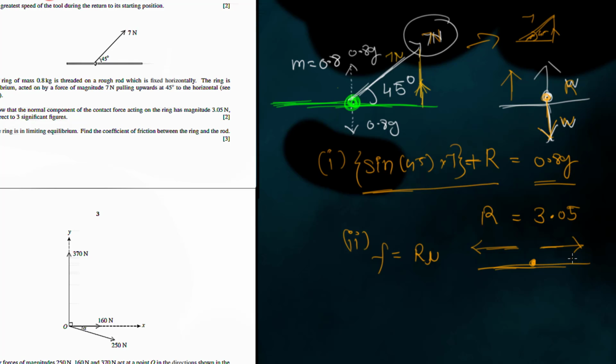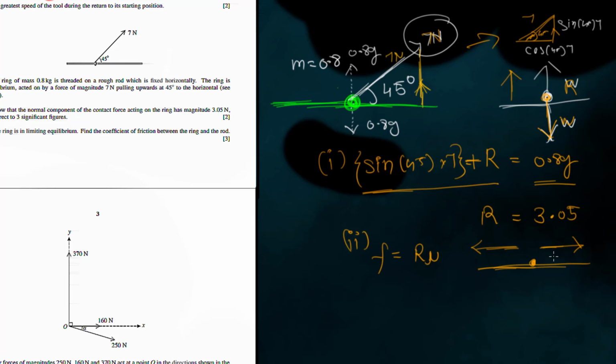Now we can find the horizontal component of your 7 Newton force by using simple trigonometry. Again, let's go back to a triangle. So over here, this would be sine 45 multiplied by 7, and this side would be cos 45 multiplied by 7. All I am doing is using basic trigonometry, which you have studied in your IGCSE. So if you don't understand how I'm getting this cos and sine, make sure to revise your IGCSE mathematics.